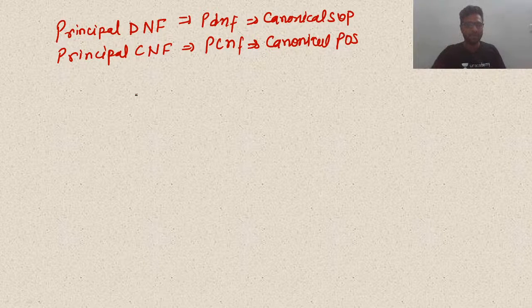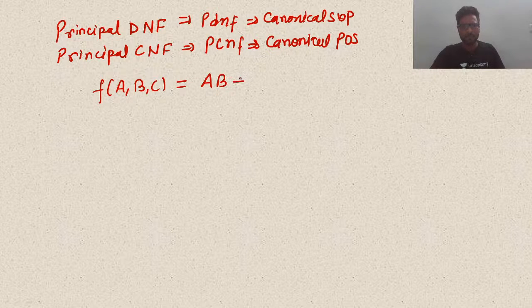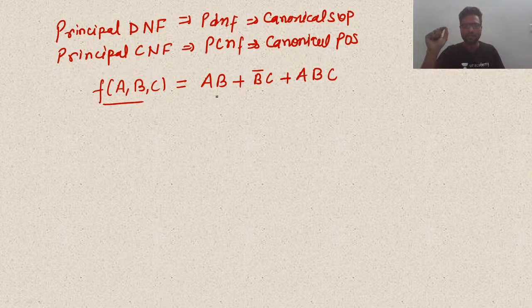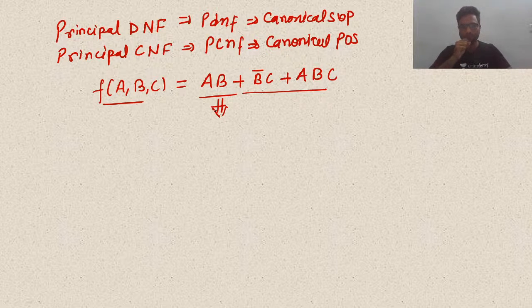Listen to me correctly, guys. Let's say one boolean function of A, B, C is represented as AB plus B dash C plus ABC. Let us assume one boolean function is represented like that. So tell me, what is the normal form of this expression? Yes guys, tell me what is the normal form.